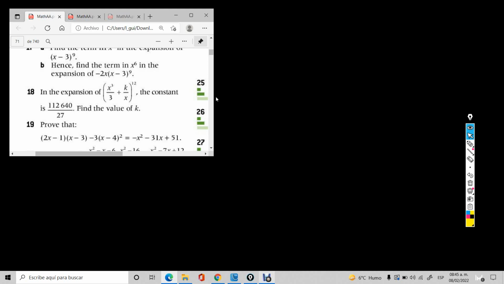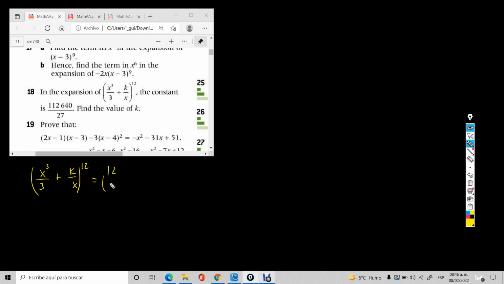So problem number 18: in the expansion of this binomial to the 12, the constant is equal to this fraction. Find the value of k. Okay, guys, so let's write down this binomial to the 12. There you go. Okay, that's right. And let's write down the first few terms. Let's write down the first three terms of the expansion of this one.